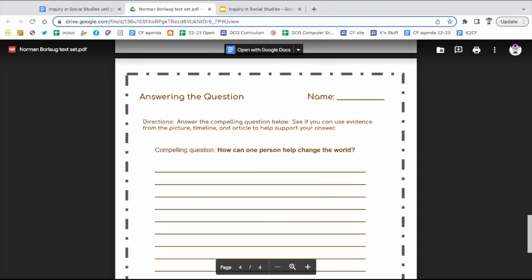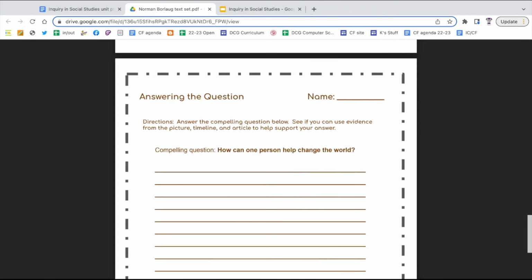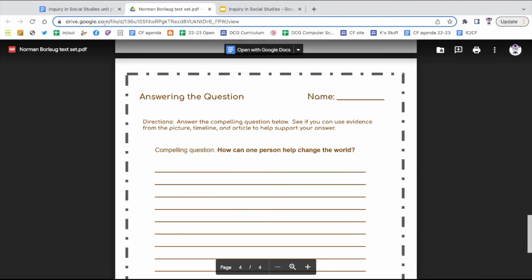Lesson 9 is your formative assessment, in which you have students answer the compelling question, how can one person help change the world? You can do this in lots of different ways. You can simply have them write it here, or maybe you have them draw a picture to support their answer, or maybe students use Seesaw. The whole goal is that you're trying to use evidence from the picture, timeline, and article in order to help answer the question, which works with another one of the social studies inquiry standards.